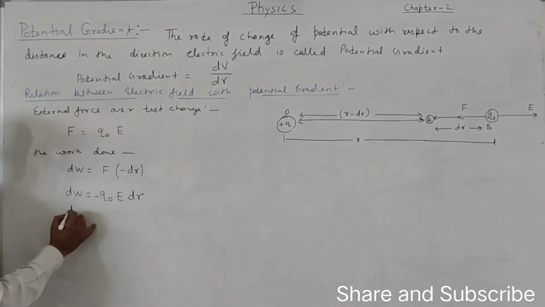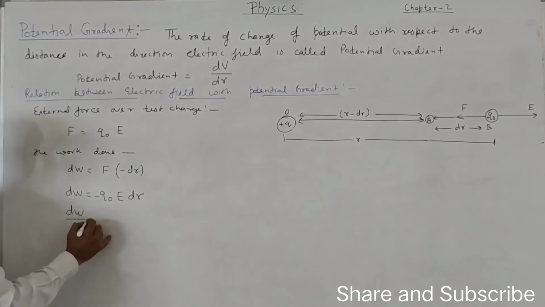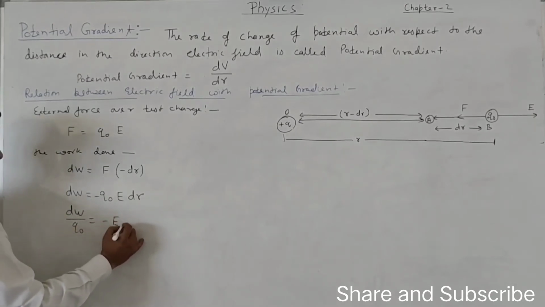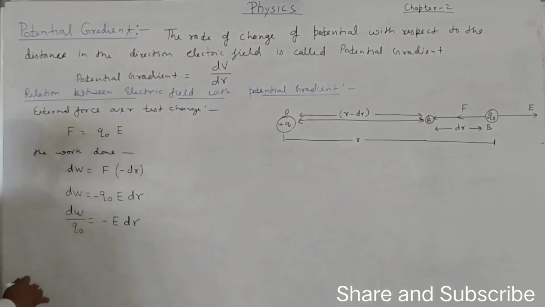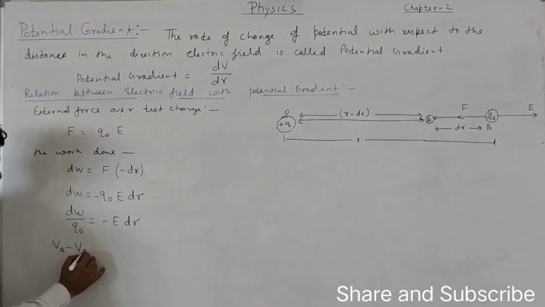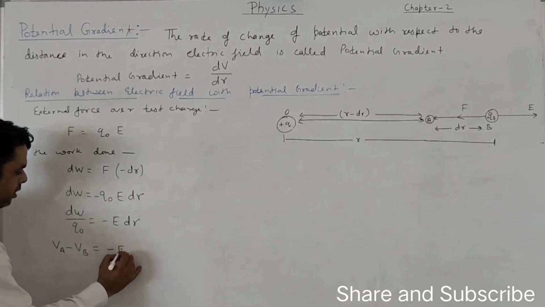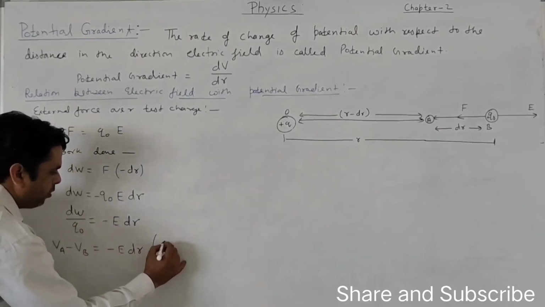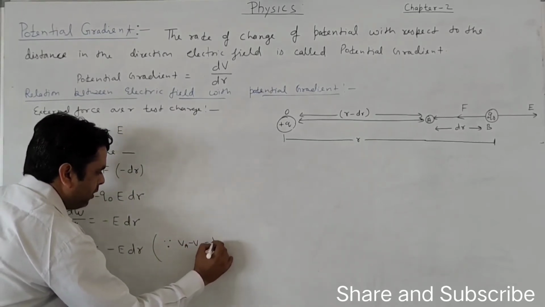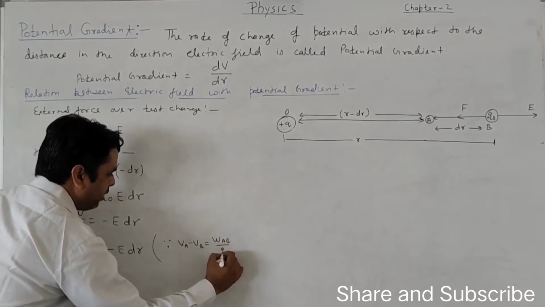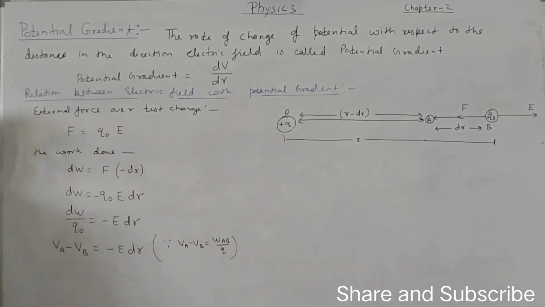Dividing by Q naught, dW upon Q naught, and we get minus E dr. According to the definition of potential difference, dW upon Q naught is the potential difference, final minus initial, equal to minus E dr, because we know that VA minus VB is equal to WAB divided by Q. We have discussed it earlier. So we are replacing this value with this one.